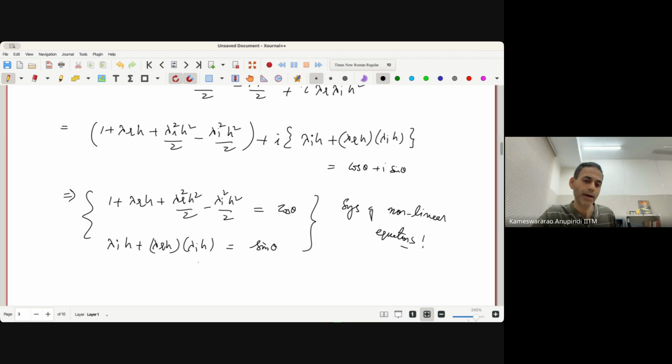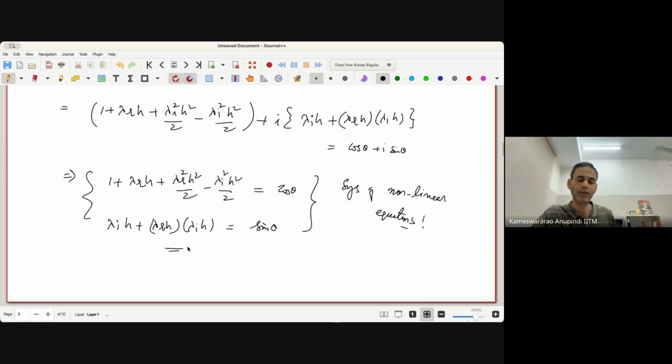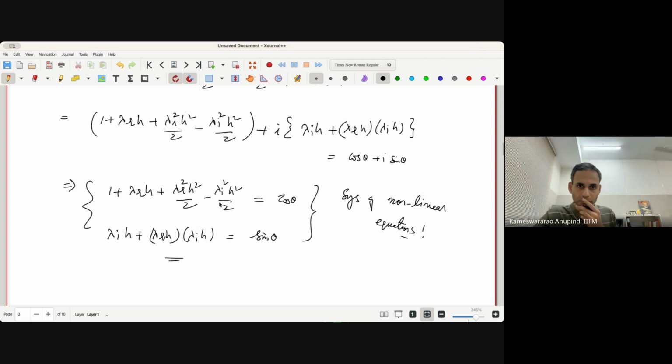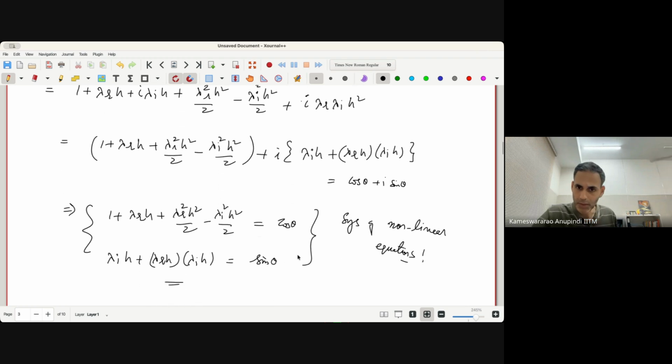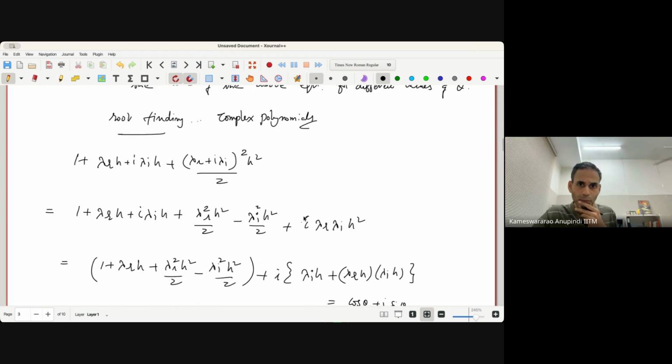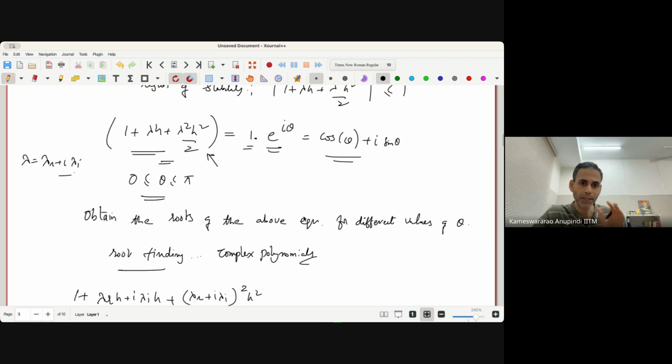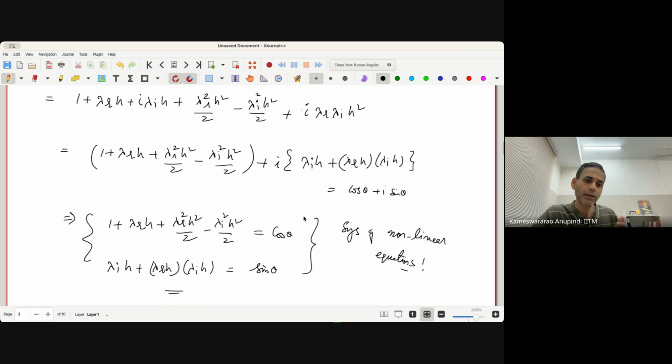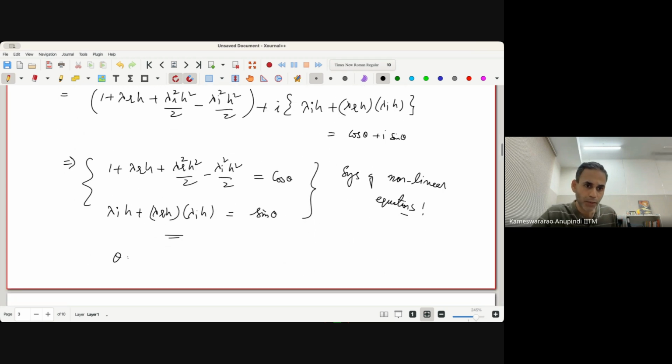And then we obtain a root for this, using some initial guess value for the root. Either we do it this way or we directly use a complex root finding algorithm. Then we can see what the curve will be. That means for one value of theta, you're going to get lambda_r h and lambda_I h.